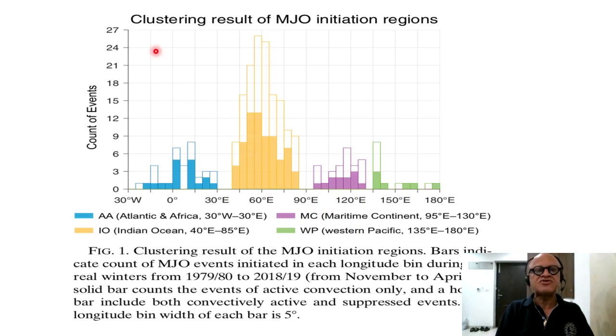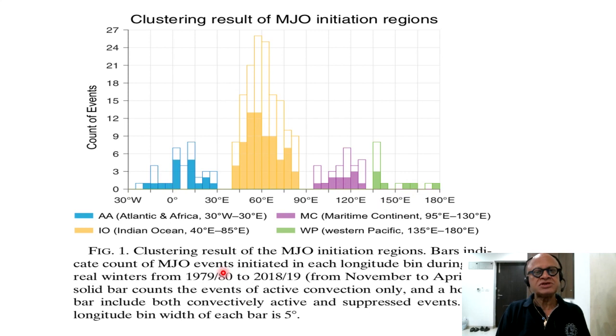So start by clustering. So, the clustering result of MJO initiation regions. We are looking at averages over a longitude band, considered Atlantic and Africa, maritime continent, Indian Ocean, and Western Pacific. They are all averaged over 5 south, 5 north. Each region also considers convectively active MJOs and convectively suppressed MJOs. So you can see most of the MJO initiation is happening over the Indian Ocean, with many occurring over the Atlantic and African region, maritime continent, and Western Pacific.